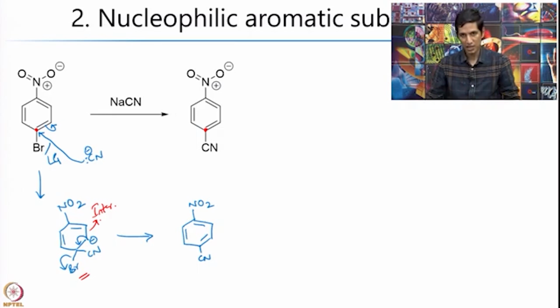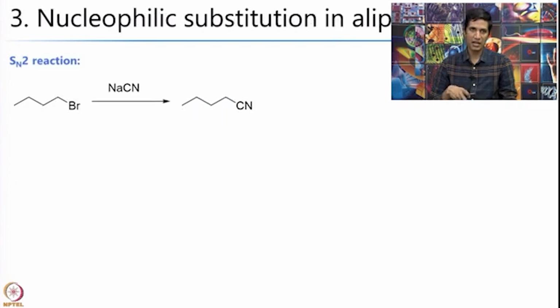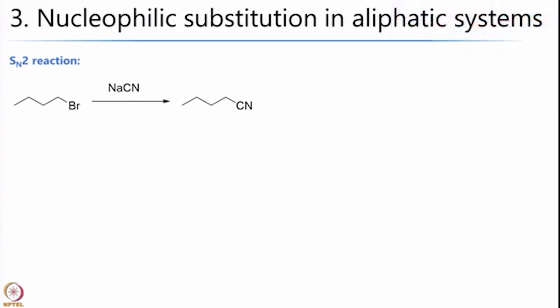Alright, so now having looked at electrophilic and nucleophilic aromatic substitutions, now let us go ahead and look at nucleophilic substitution in aliphatic systems. And as I told you previously, there are here two classes, one is called an SN2 and the other is called an SN1 reaction. So, we will look at each of them in some detail.